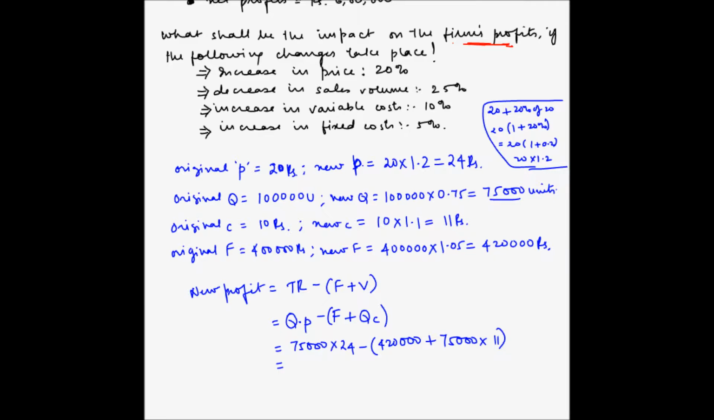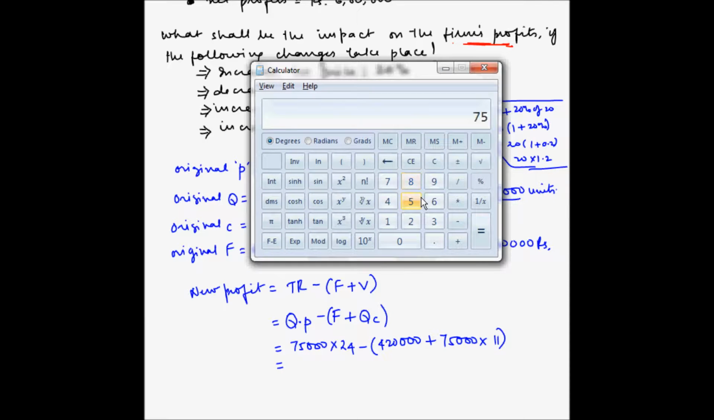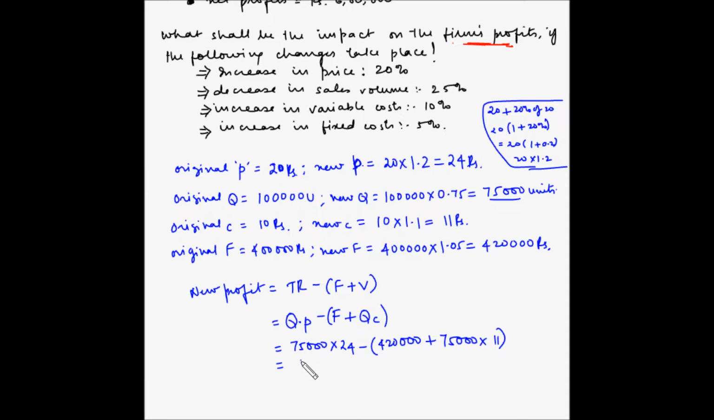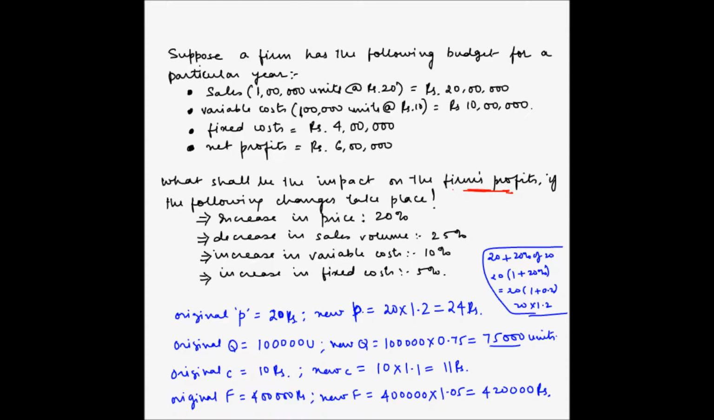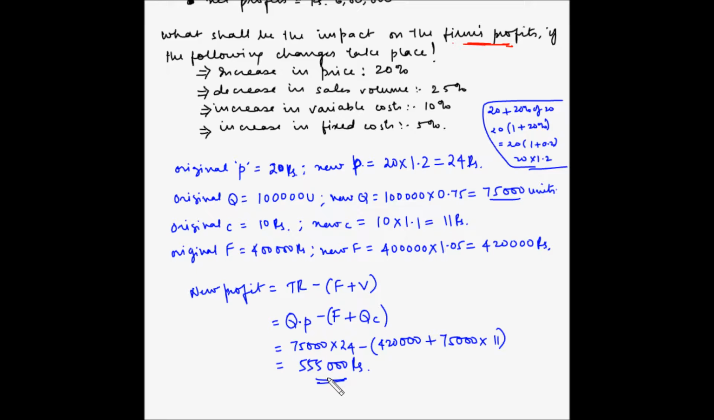So let me pull my calculator. So 75,000 multiplied by 24 minus, in bracket, 420,000 plus 75,000 multiplied by 11, bracket close, is equal to 555,000. So the new profit is now 555,000 rupees. Old profit was 600,000, so definitely the profit has reduced.